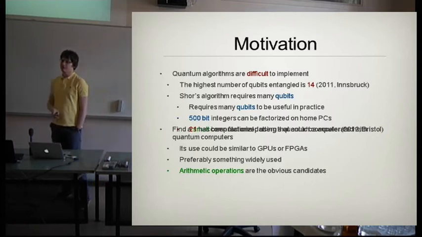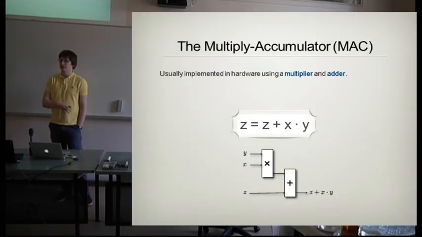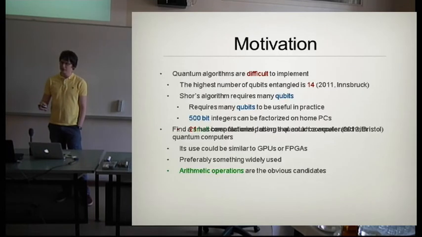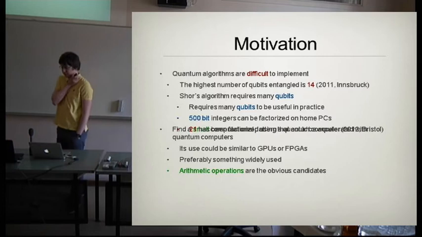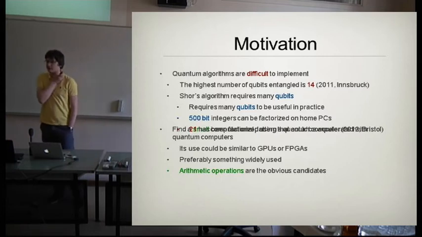For example, 500-bit integers in general can be factorized on average PCs. Not instantaneously, but given some reasonable time. Whereas quantumly, the largest number that has been factorized is 21, and that was last year. It's not even 21 bits, it's just 21.